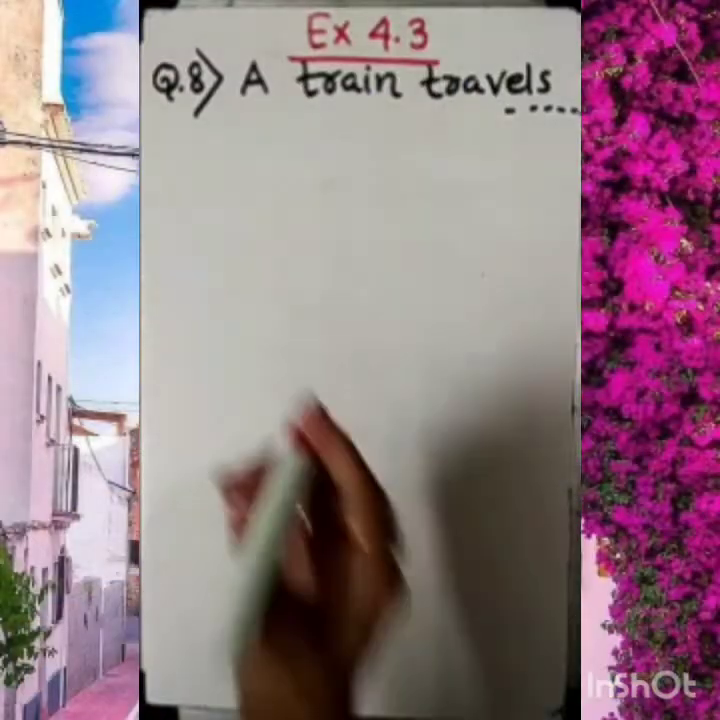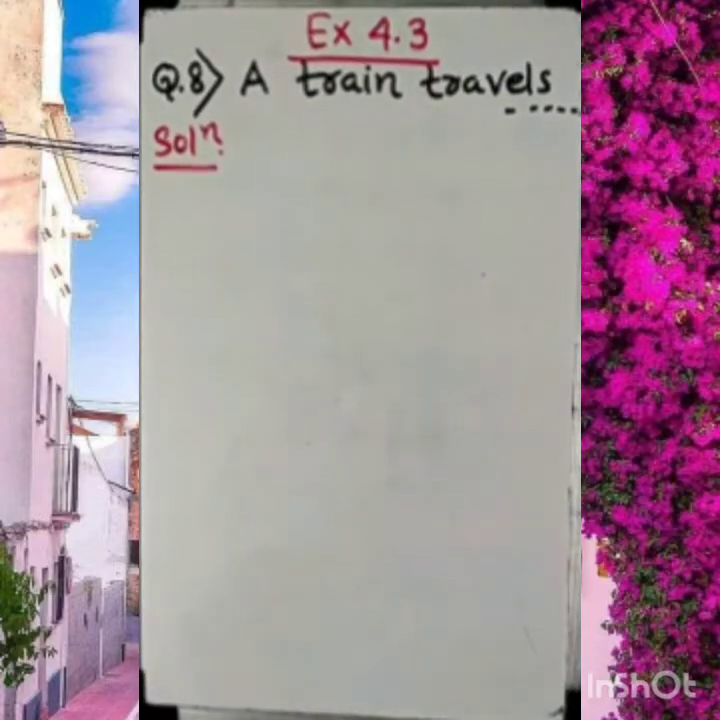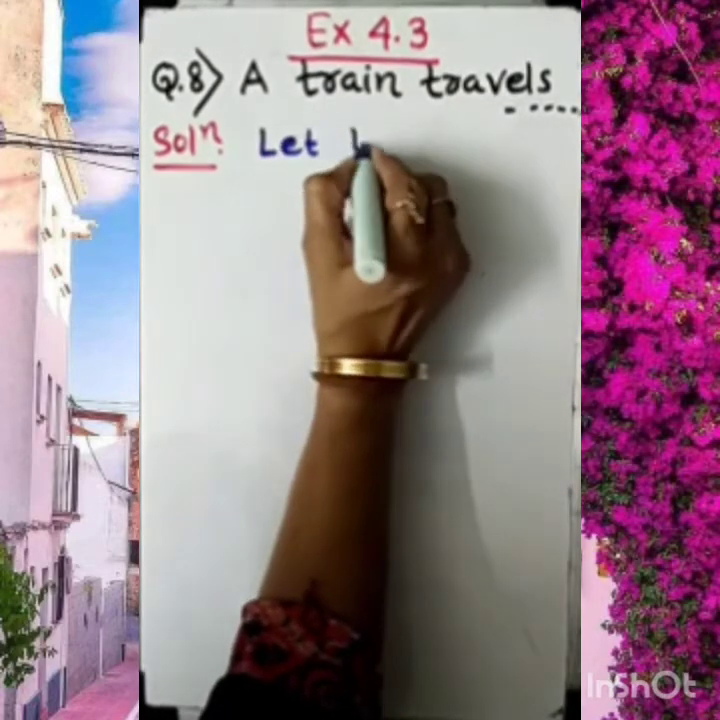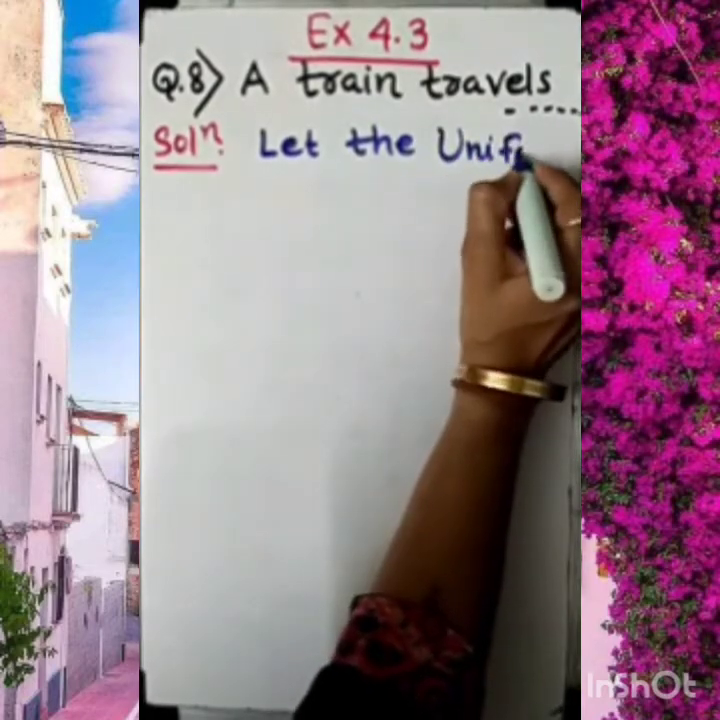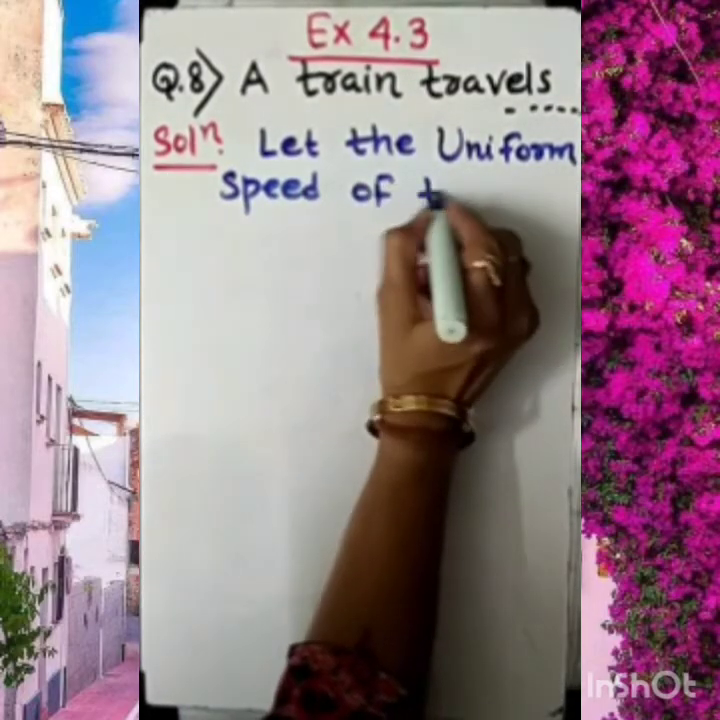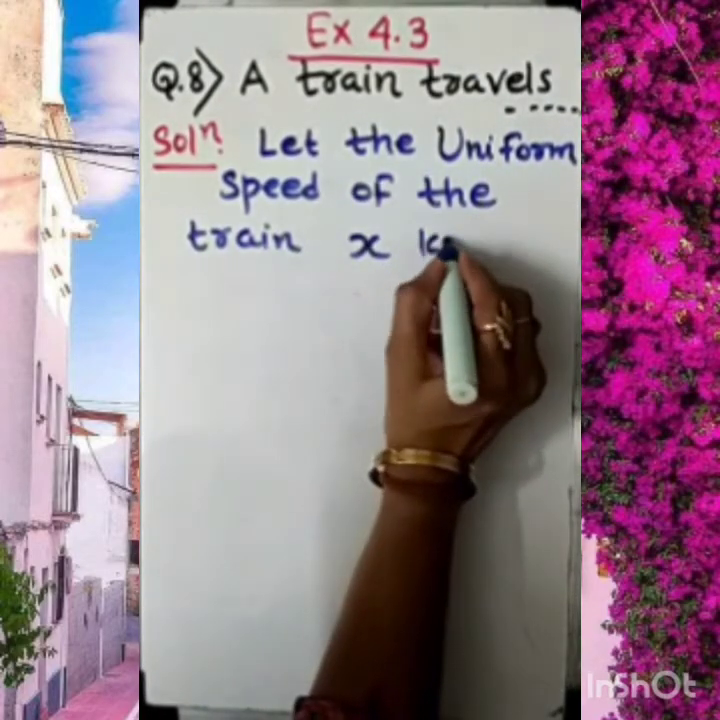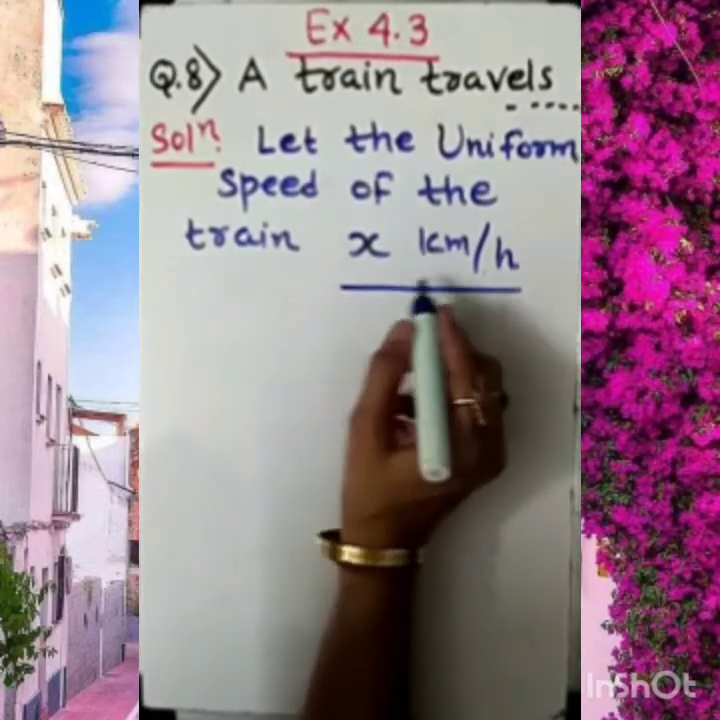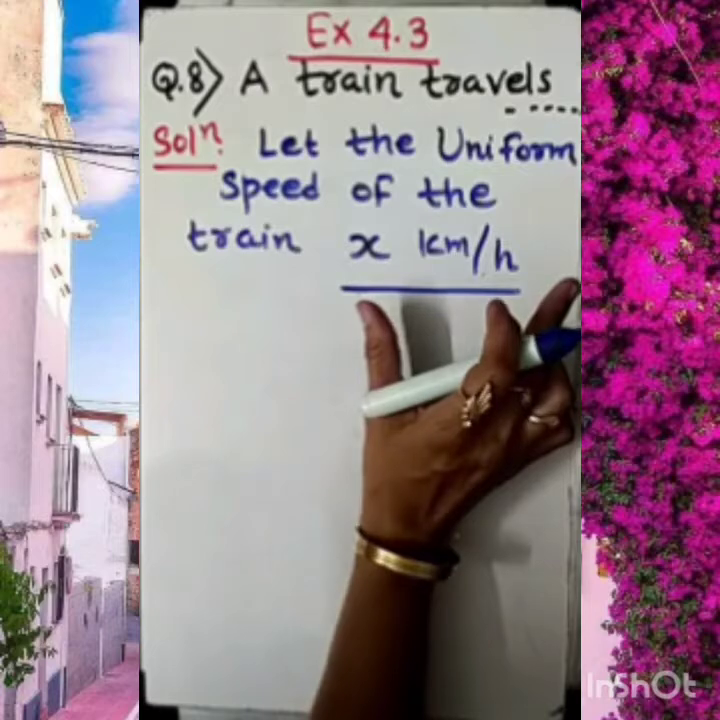Dear student, here the speed of the train we do not know, so we are beginning our sum by assuming it. Let the uniform speed of the train be x kilometer per hour, along with the unit. Please keep this in mind, x kilometer per hour. This is the uniform speed of the train.